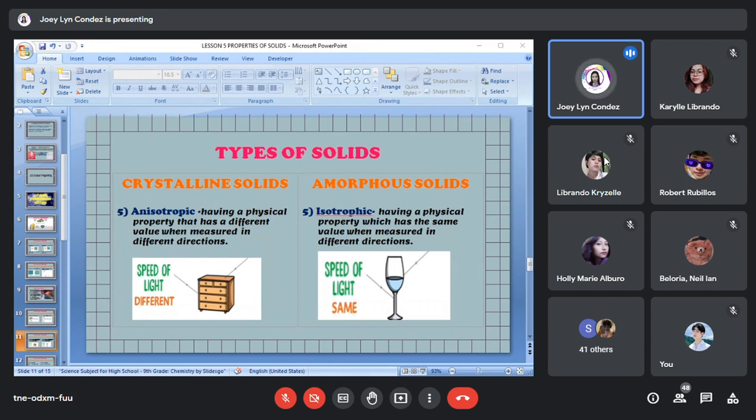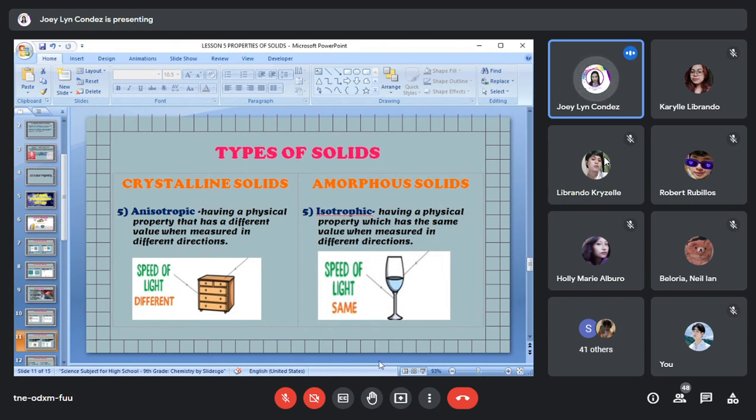Okay, what do you mean by isotropic? Have you encountered these terms before? 1A, isotropic? Yes or not yet? Are you not familiar yet, ma'am? Isotropic? Okay, not yet. Okay, let me explain to you what the word isotropic means.